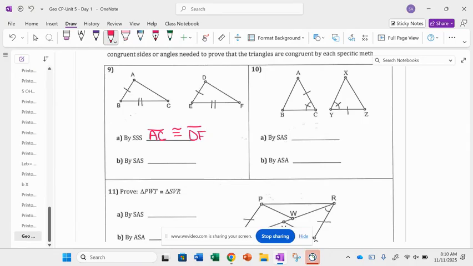Now, same triangles, we're erasing AC and DF. Now we're saying those same base triangles, we want them to be congruent by side, angle, side. Noah, what additional information would we need for them to be congruent by side, angle, side? Yeah, which angles? Excellent. We would need angle B congruent to angle E.